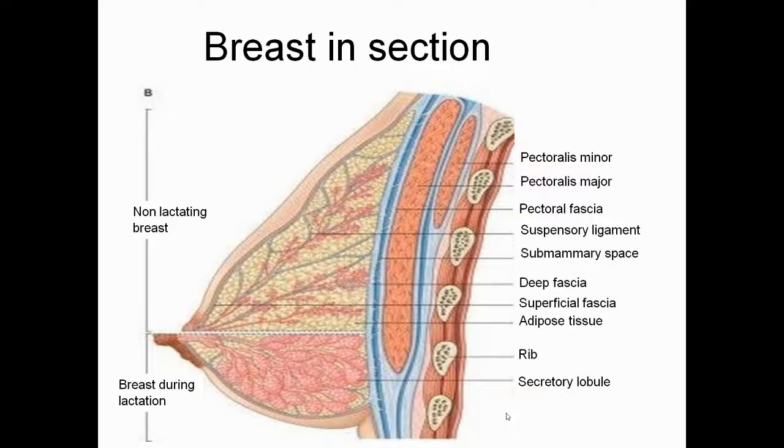Here in this picture, it is divided into two parts. One part is the non-lactating breast, and the other is during lactation. You can see here the lobules are enlarged and filled with milk, and in the upper part of the breast the lobules are devoid of milk.